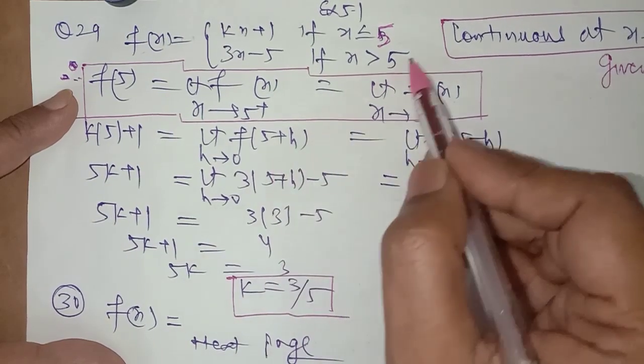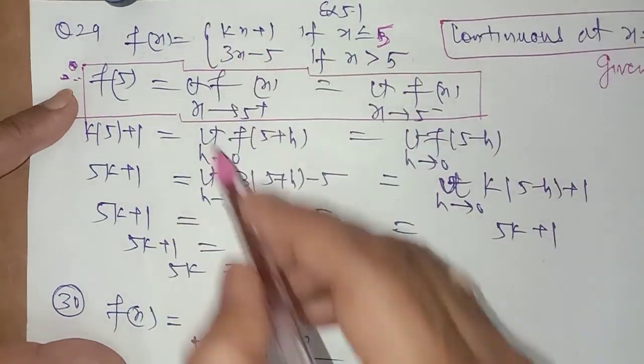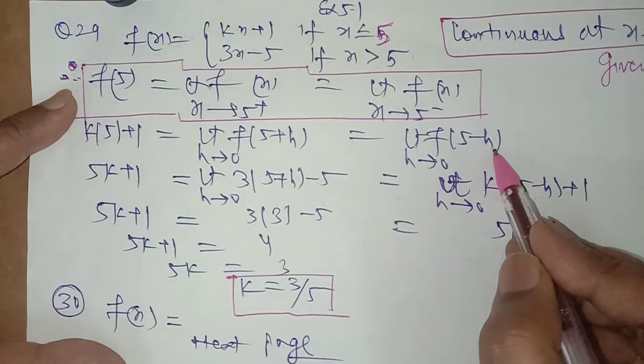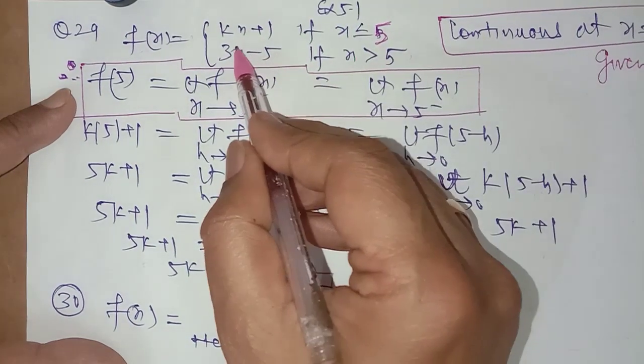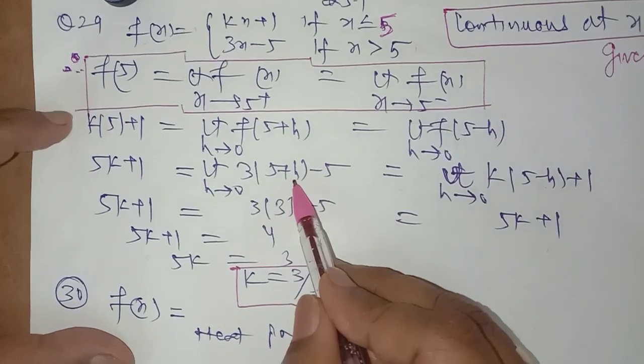So 5 plus h is greater than 5, so we will use this function. 5 minus h is again less than 5, so we'll use this function. So in place of x, replace 5 minus h. In place of this, replace 5 plus h.